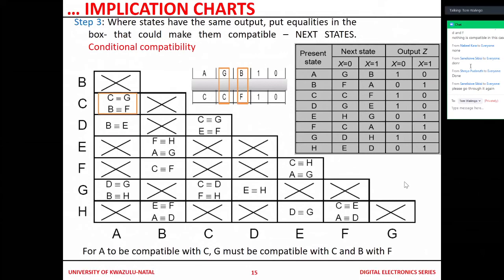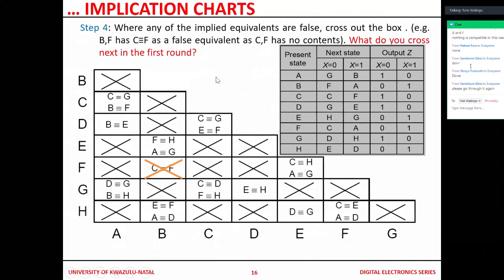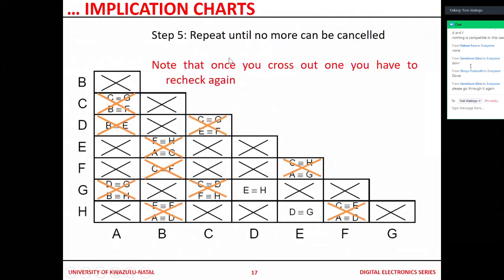Okay, for the sake of time, we will move on. Once you cancel something, you keep on canceling. Where any of the implied equivalents are false, cross out the box. Once you do that, once you cancel everything, you will be left with that.